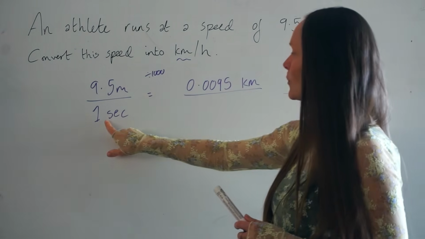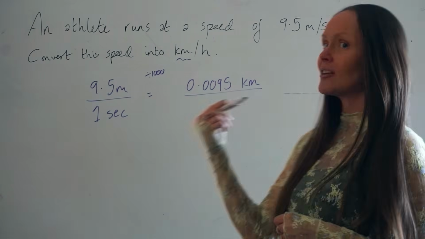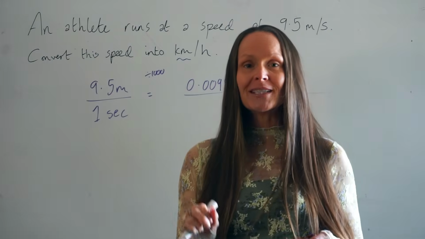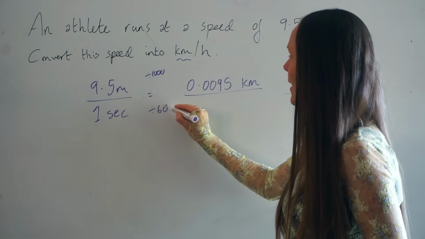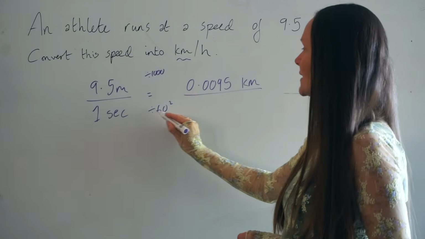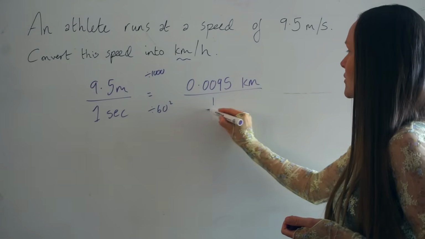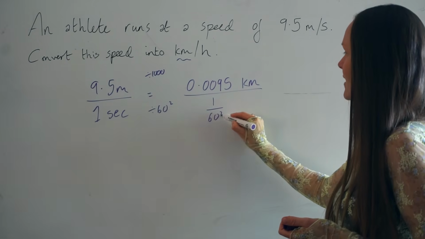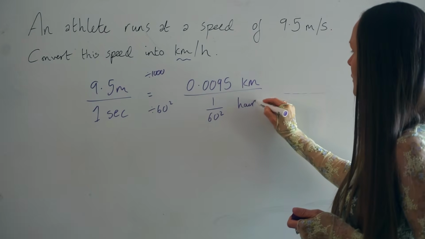And then underneath, we're changing seconds into hours, okay? And remember, to change seconds into hours, we have to divide by 60 twice. So it's like dividing by 60 squared. So 1 divided by 60 squared is the same thing as 1 over 60 squared. So we can just leave it as a fraction like that. Okay, and now our seconds are in hours.